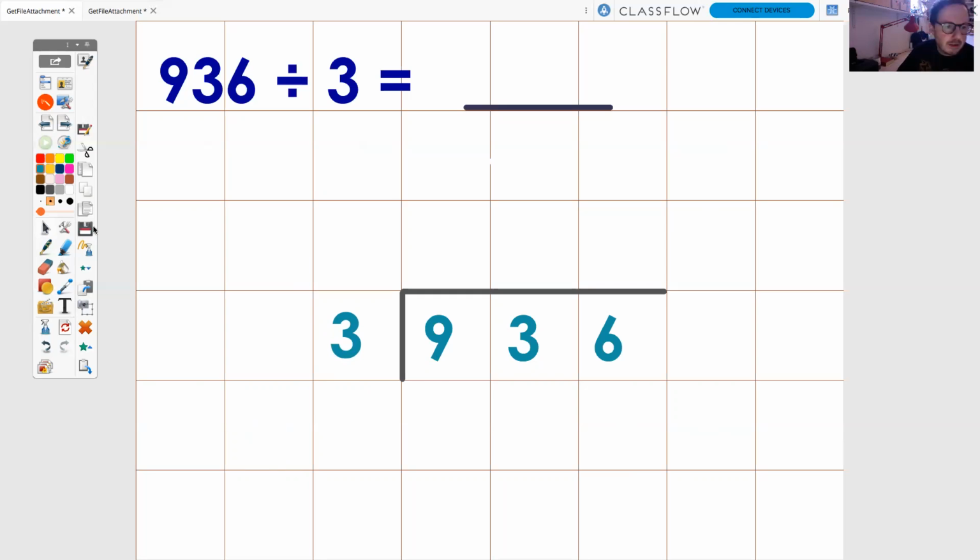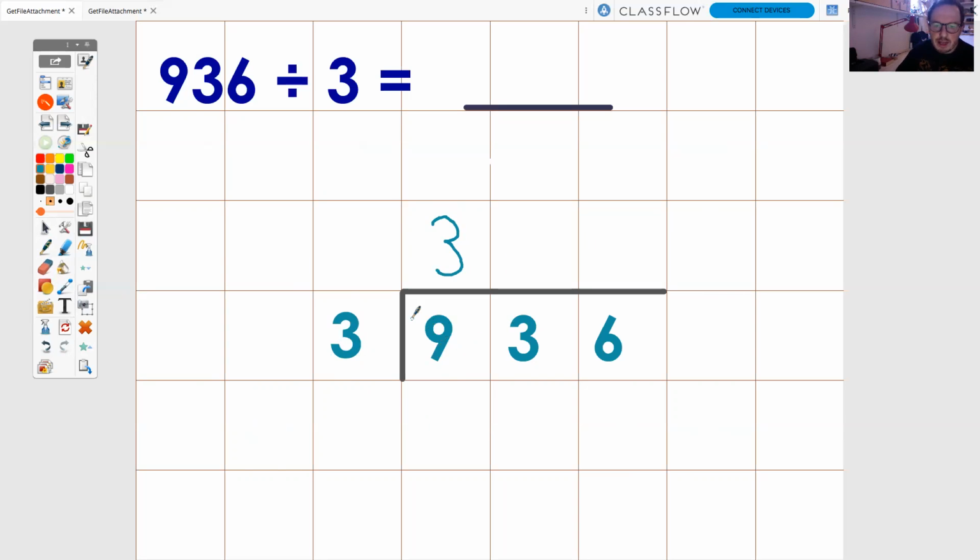And this is what I do. I ask myself, how many times does 3 fit into this first number, 9? How many times does 3 fit into 9? And I use my 3 times table to do that. 1 times 3 is 3. 2 times 3 is 6. 3 times 3 is 9. 3 lots of 3 is 9. All right, so I'm going to put 3 here. So far, so good. Beginning to feel a bit more confident.